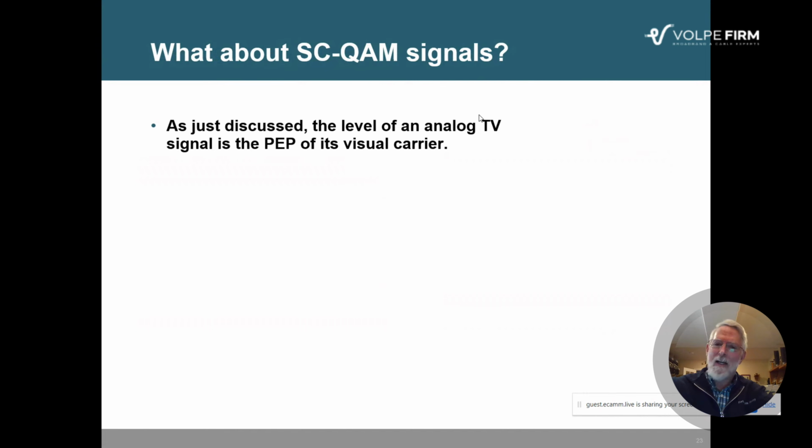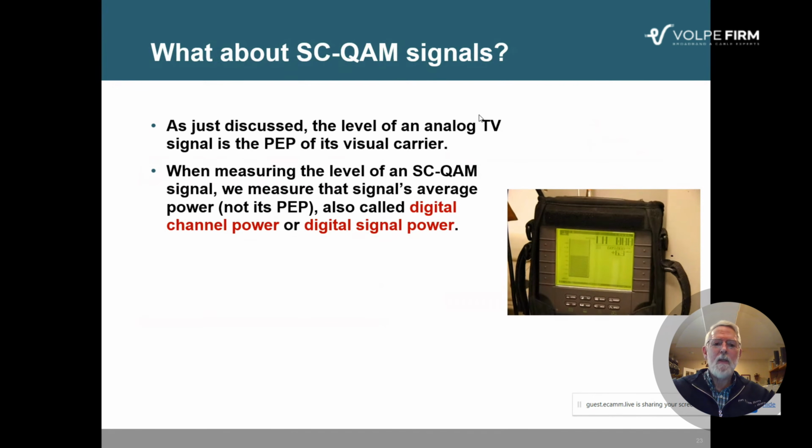Things are a little bit different there than they are with analog TV channels. We're still measuring power and still measuring signal level in dBmV, but what is it that we're measuring here with a QAM signal? Well, remember, when we're talking about an analog visual carrier, we're measuring its peak envelope power. And the instrument, the signal level meter, actually expresses it in dBmV, but we are measuring the peak envelope power.